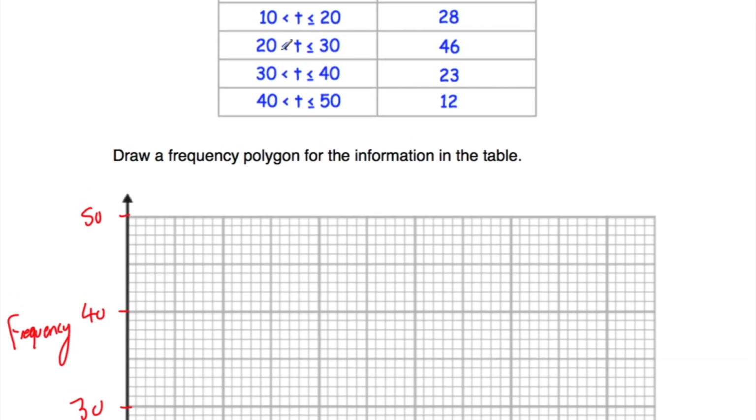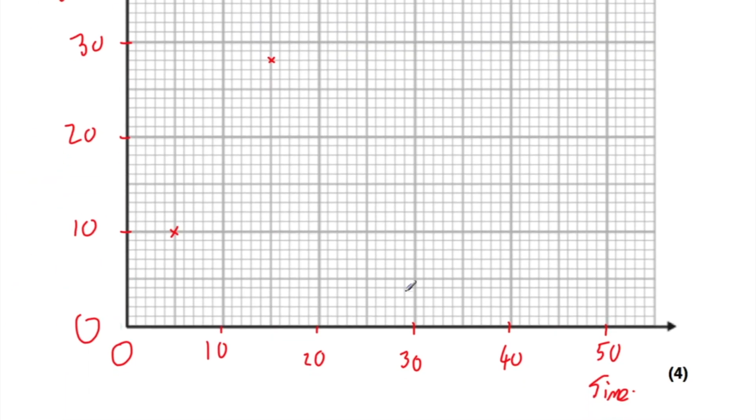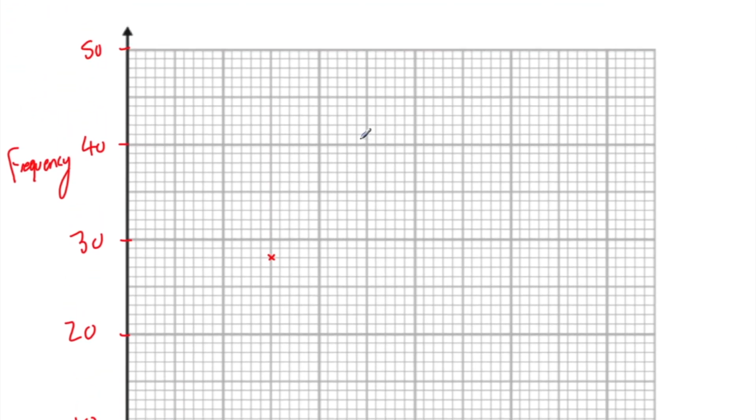Okay, let's have a look at our next point. So our next point is in between 20 and 30. So we're going to go 25 across and we're going to go up to 46. So let's go to 25 across. So 25 across would be here. We want to go up to 46. So there's 40, 45, 46 would be there.